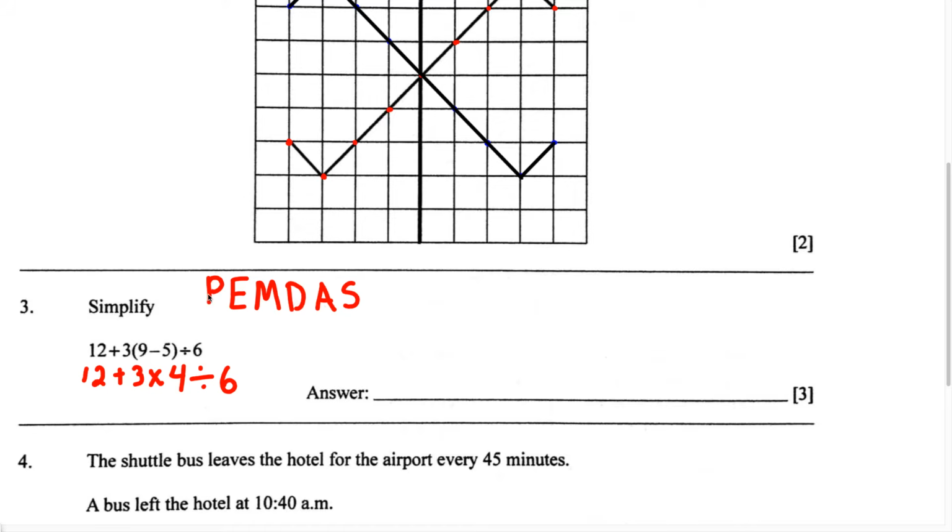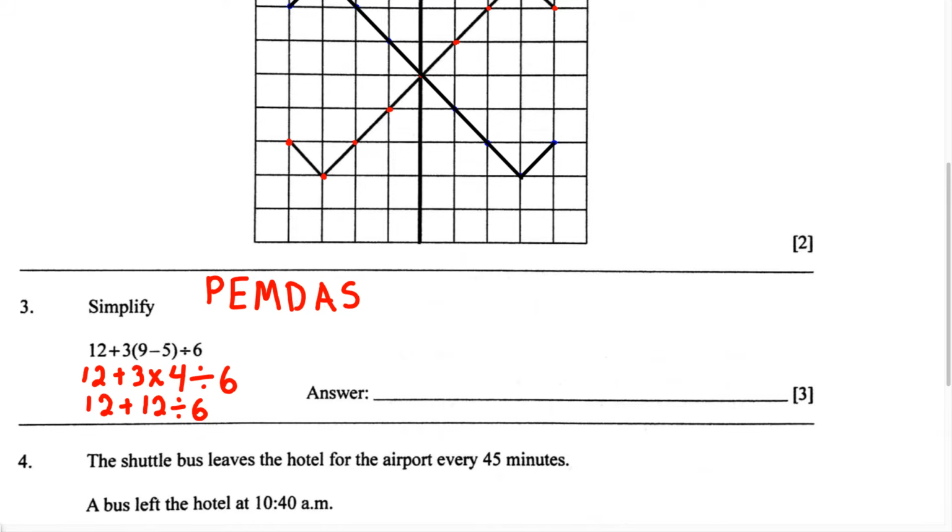Now after the parentheses, we have exponents, but there aren't any exponents in this problem. So we're just going to move to multiplication or division. Depending on which one comes first, that's what we're going to do first. Now we can see we have 12 plus 3 multiplied by 4 divided by 6. Because we have multiplication and division, and multiplication comes first, we're just going to multiply first. We can say 12 plus 3 times 4 is going to give us 12 divided by 6.